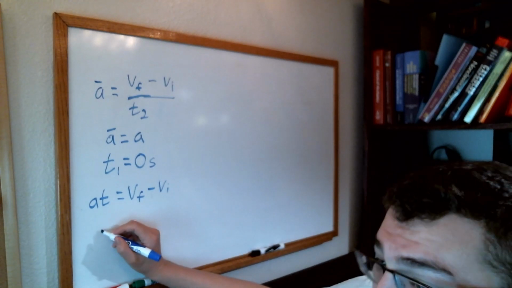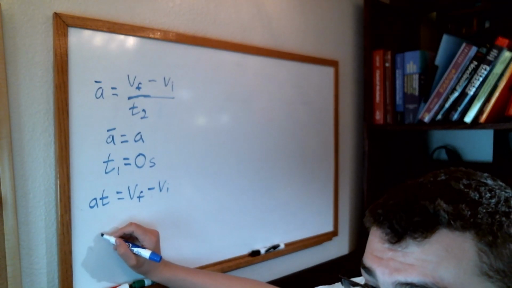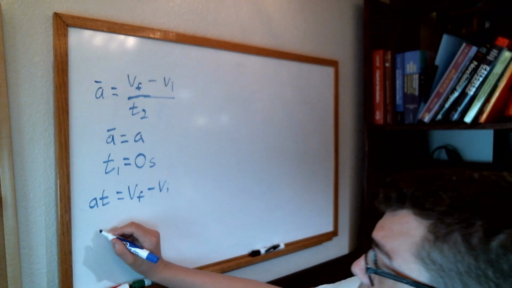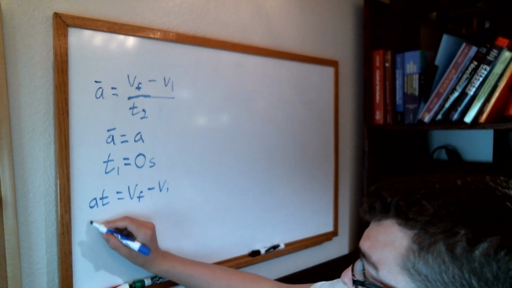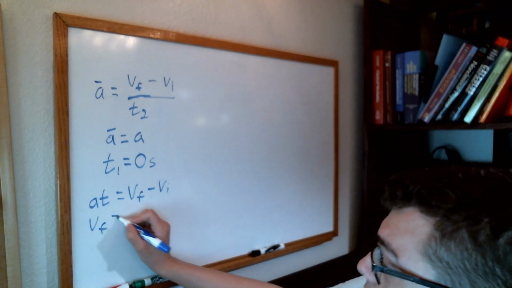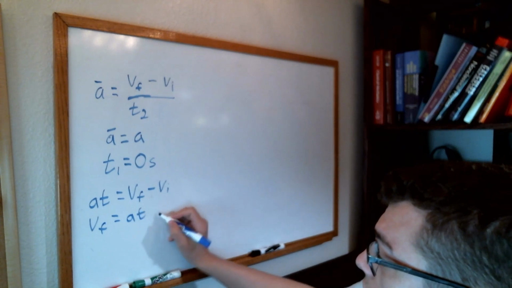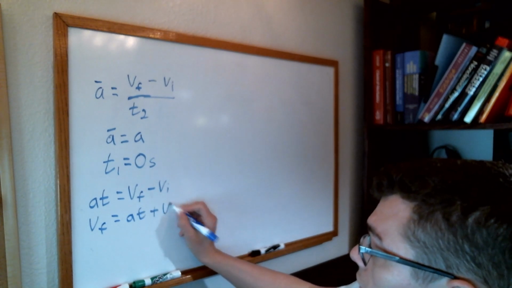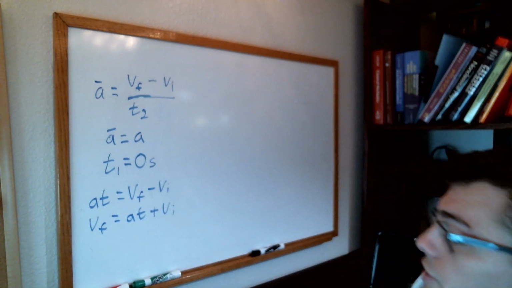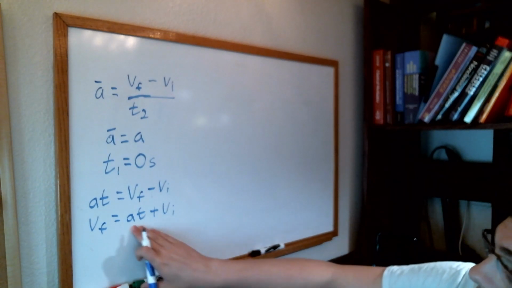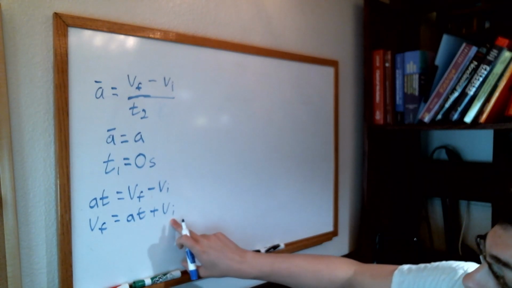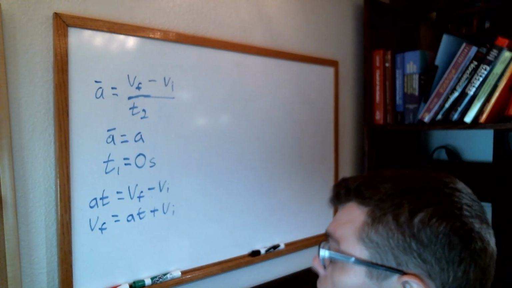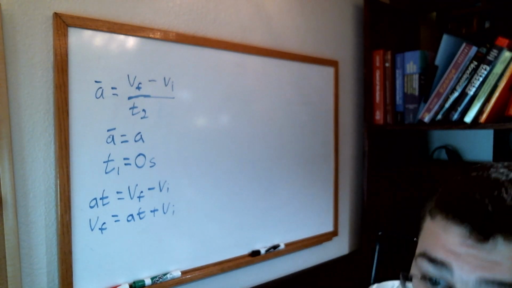And so then we can get our first kinematic equation, where vf is equal to at plus vi. So this is saying that our final velocity is equal to our acceleration times time plus our initial velocity.